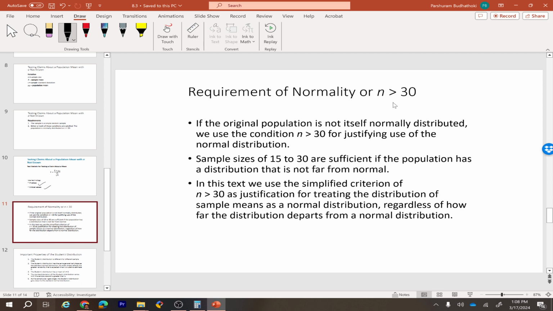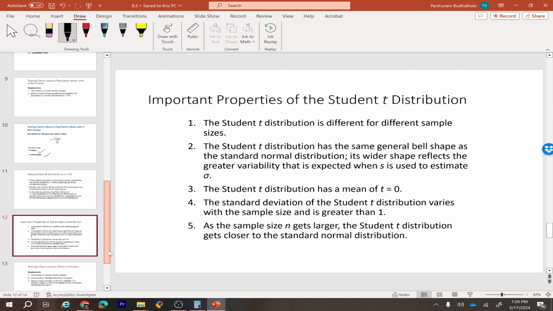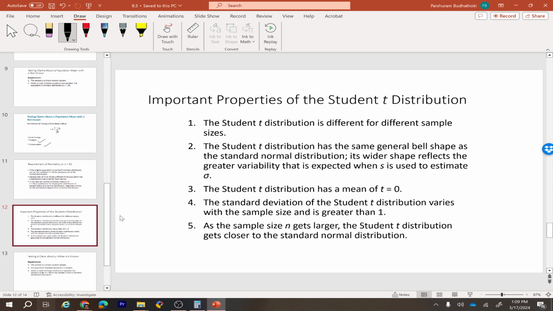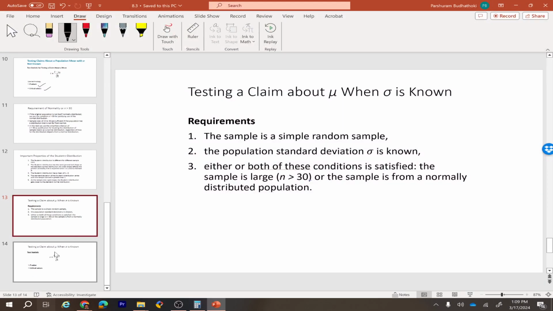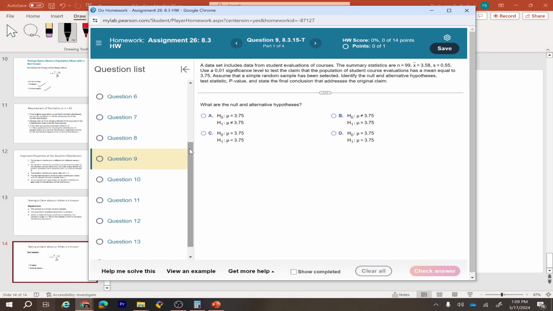For n greater than 30, keep in mind that if the original population is not itself normally distributed, then the sample size has to be greater than 30. Sample sizes of 15 to 30 are sufficient if the population has a distribution that is not far from normal. In this text, we use the simplified criterion of n greater than 30 to make things easier. You also have to understand the student distribution, which we covered in a previous chapter, and these are its important properties. After that, let's look at some problems from this section.